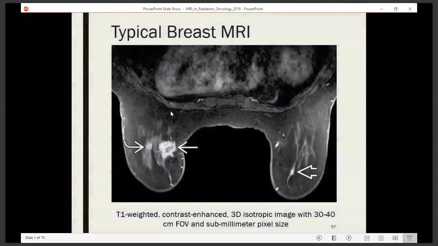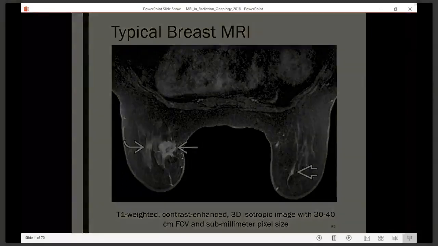And if you look at your regular diagnostic image of the breast, it looks kind of like this. Now, it looks like the breast is upside down, and the reason I presented it this way is because diagnostic breast MR studies are actually done with the patient prone in the magnet, and the breasts hang down into specialized RF coils that circle each breast. They typically do T1 weighted contrast enhanced 3D isotropic images with a 30 to 40 centimeter field of view. So that part is good. But this is nowhere near the same positioning that somebody would have when undergoing breast radiotherapy.